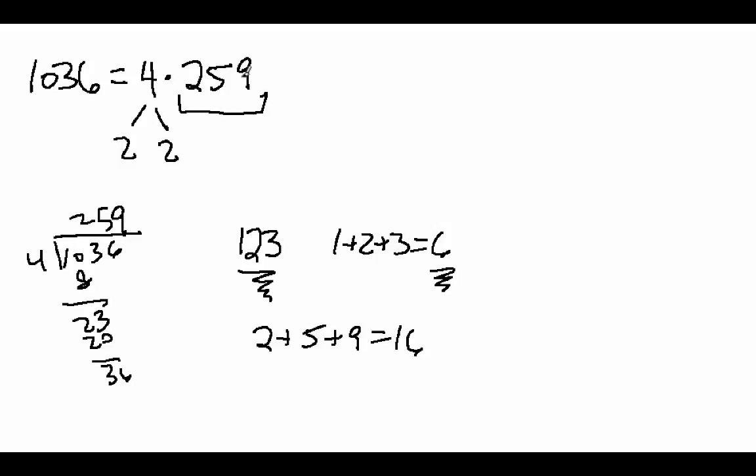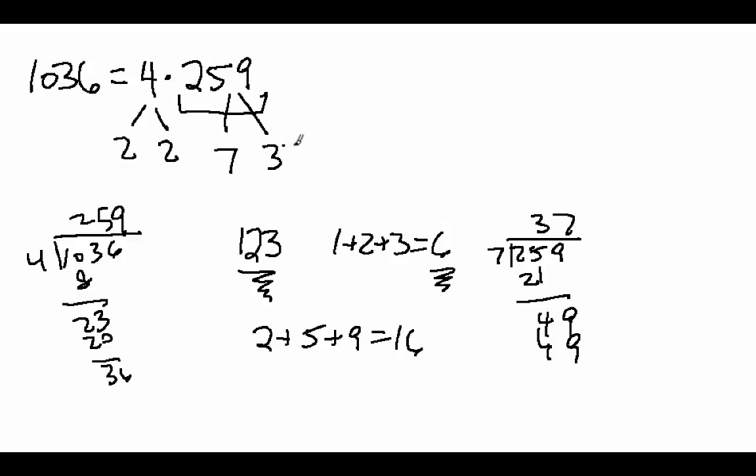I also see it's not divisible by 5. Is it divisible by 7? 259 divided by 7 would be 3, would be 21. And 5 take 1, 4, 9. Oh, look at that. 749. So 259 is equal to 7 times 37. And 7 is a prime and 37 is a prime, so this is equal to 2 squared times 7 to the first times 37. Like that.